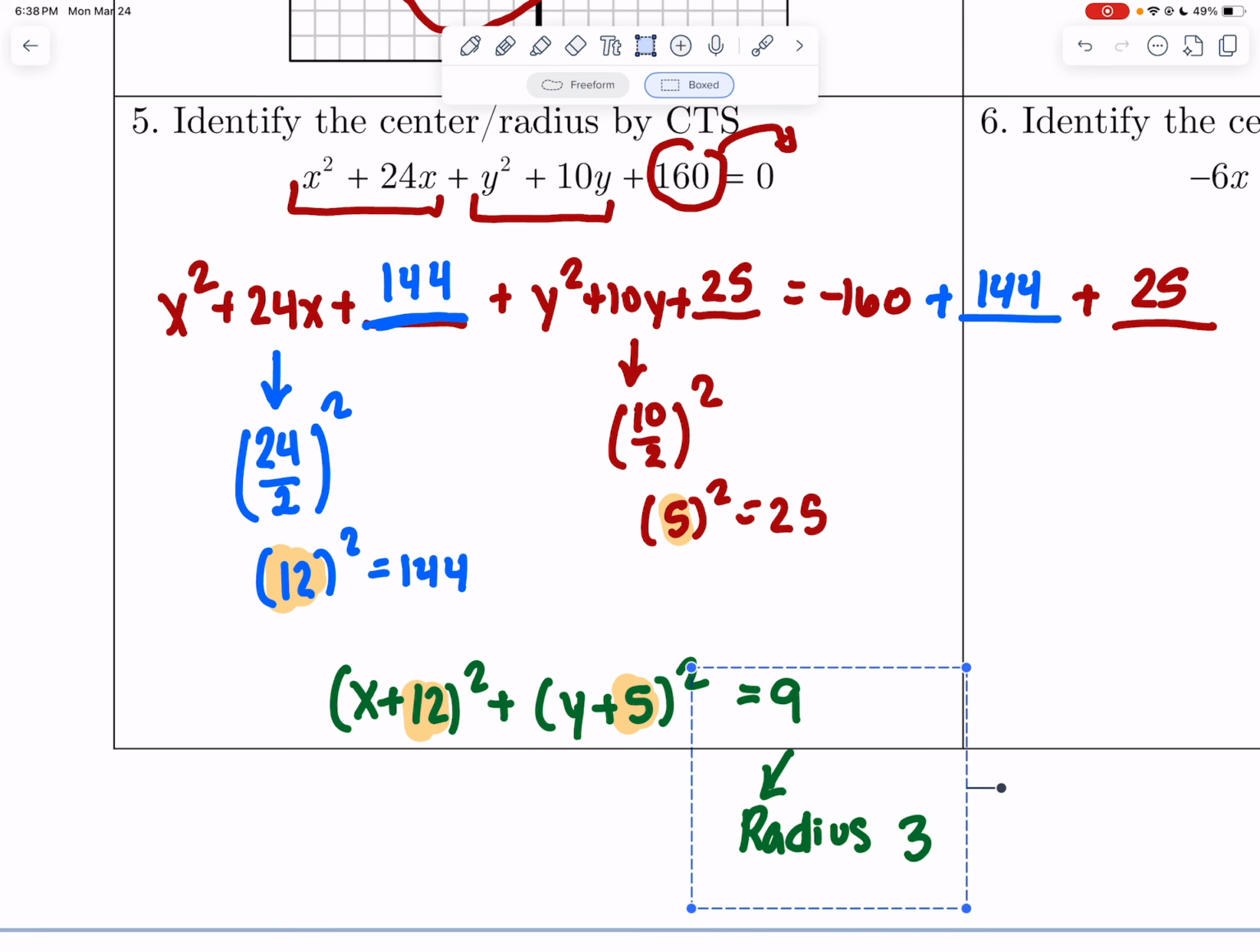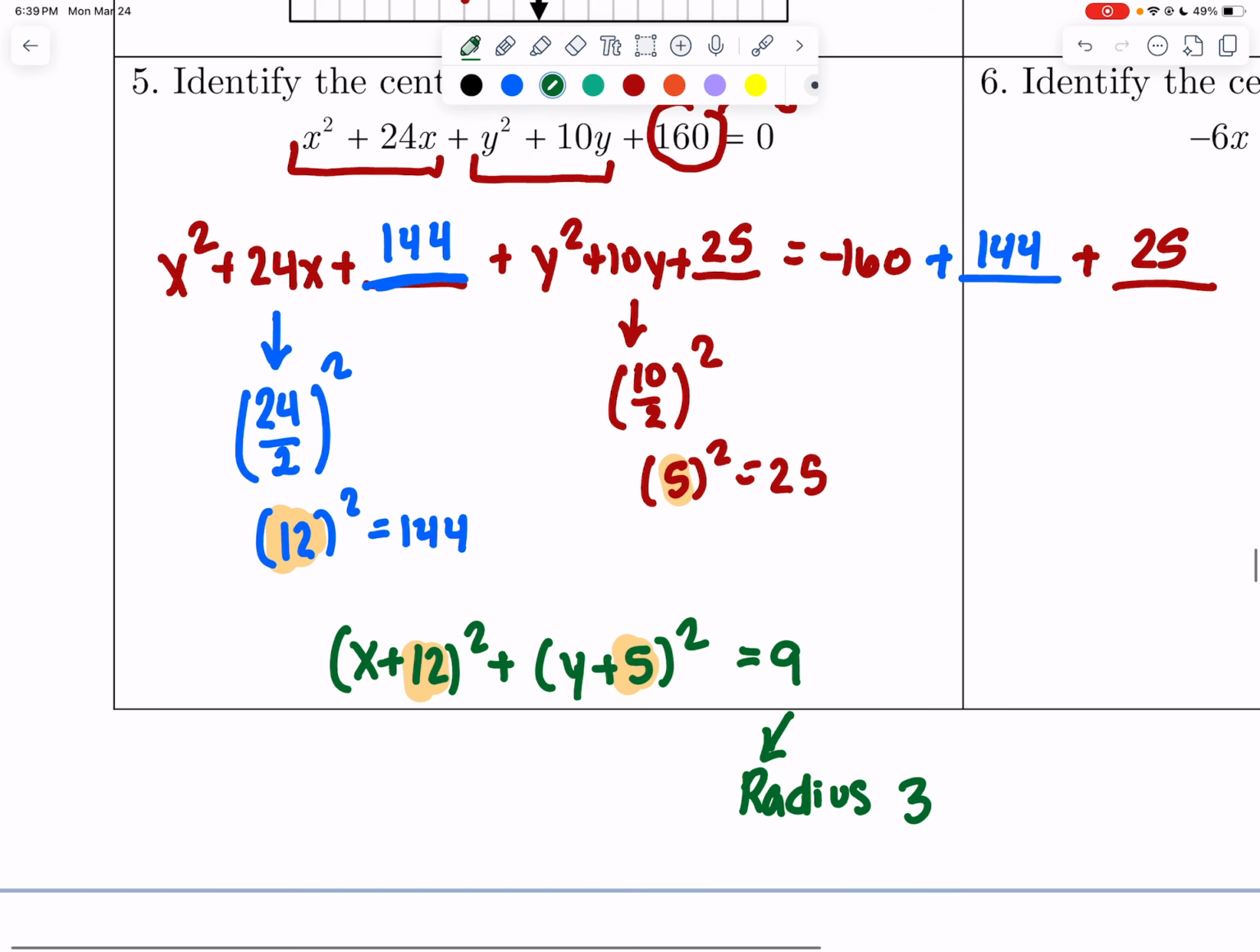Now, once I do that, this tells me that I have a center at negative 12, comma, negative 5. So I have a center at negative 12, comma, negative 5, and I have a radius of 3.